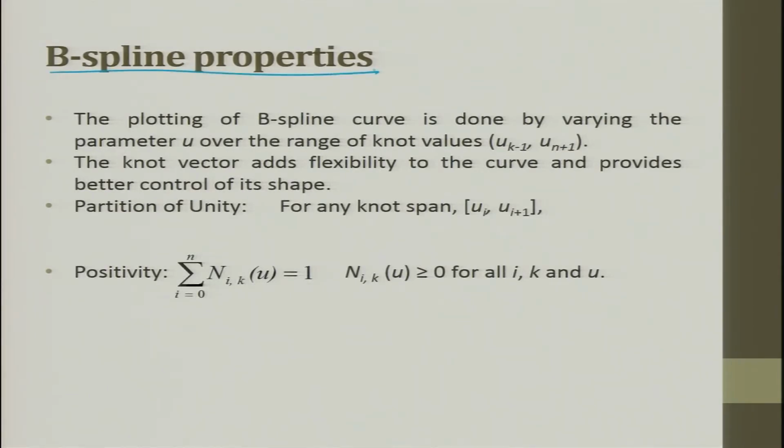The B-spline properties. The plotting of a B-spline curve is done by varying the parameter u over a range of knot values. The knot vector adds flexibility to the curve and provides better control of its shape. The partition of unity: for any knot span ui to ui plus 1, you get this. The positivity is this value. This is how it is represented.